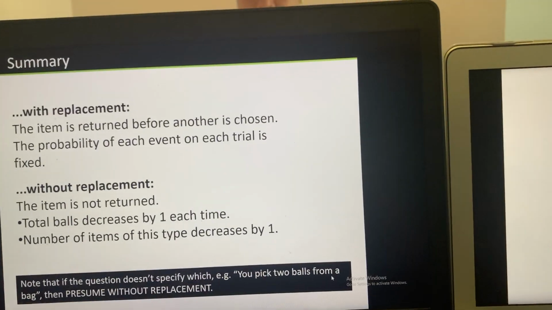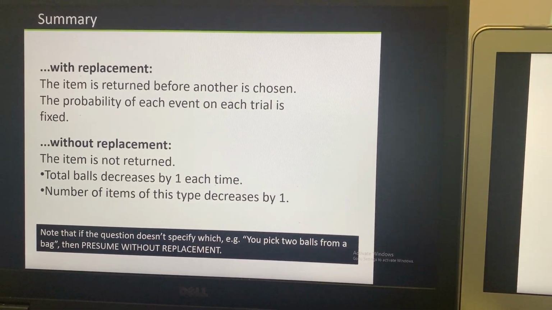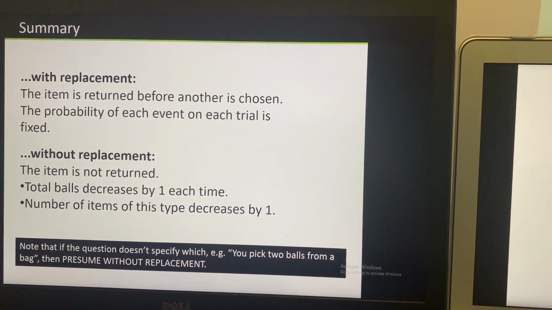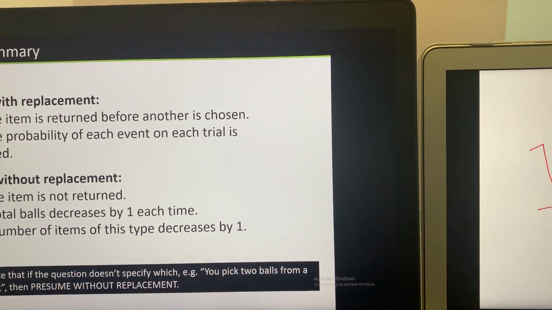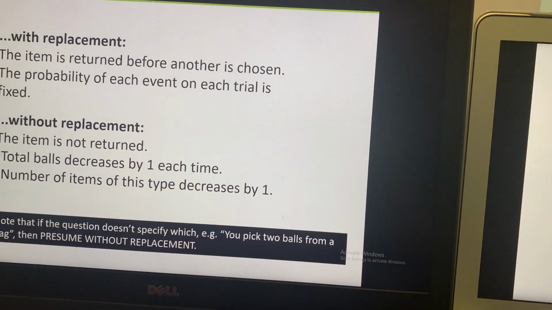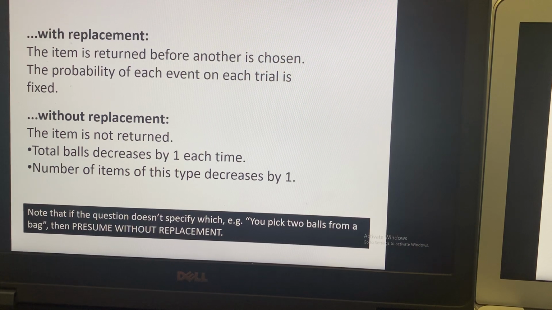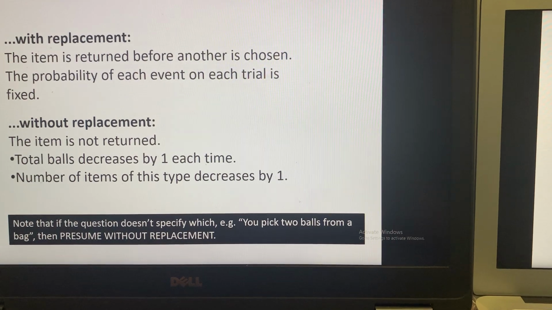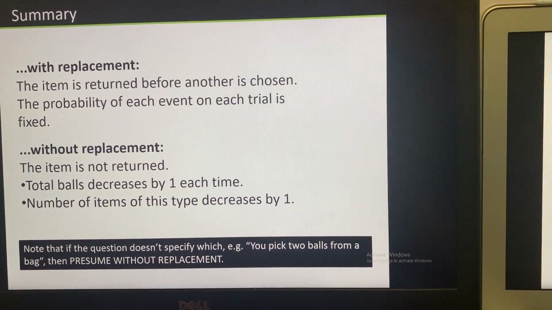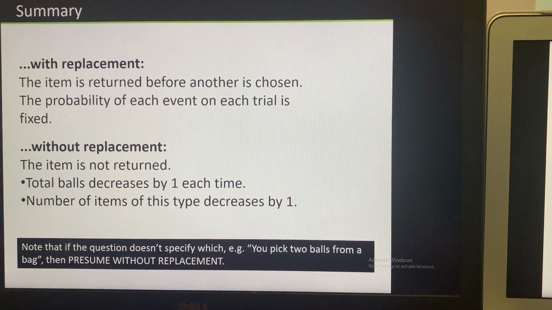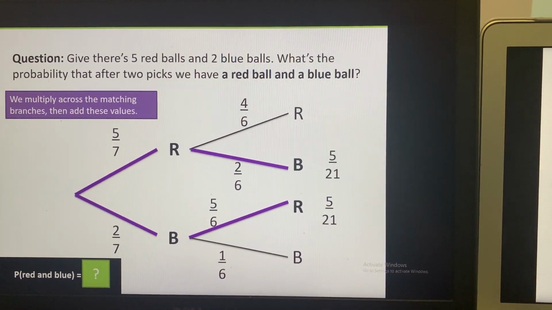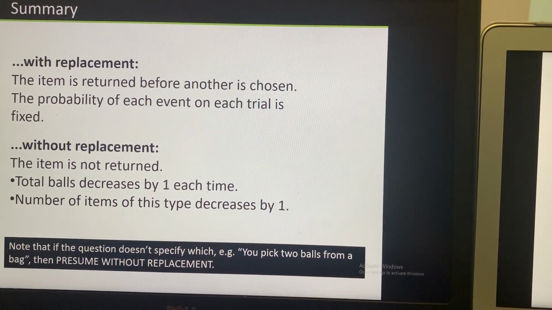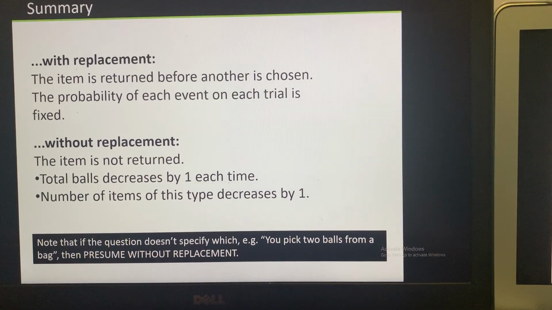So then moving on, a little bit of a summary. This is what with replacement and without replacement means. With replacement means that I've taken the ball, for example, and I put it back. I've taken something from the bag, I've seen what I get, I've noted that colour, and I've put it back. Without replacement is the example that we just saw. So I take a ball and I don't put it back. That bag will have one less item each time you choose something.